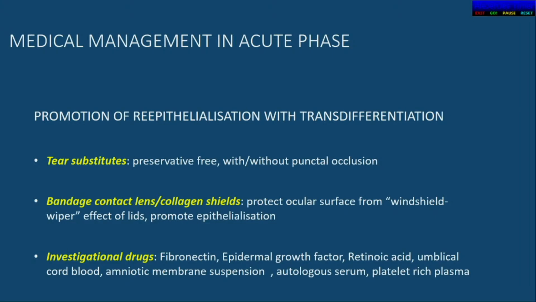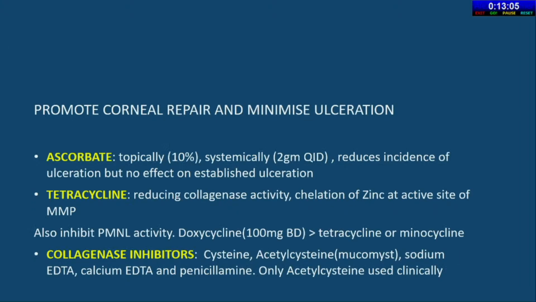Now the other drugs which are investigational, like fibronectin, epidermal growth factor, retinoic acid, cord blood, amniotic membrane suspension, autologous serum, platelet-rich plasma, none of them you can be giving at that point in time. Now, one most important thing that you will give is vitamin C. Vitamin C you can give as tablets. 2 gram QID is the ideal dose, but you can even give 1 gram QID, but that is the maximum dose. Tetracycline, as we see, reduces collagenase activity.